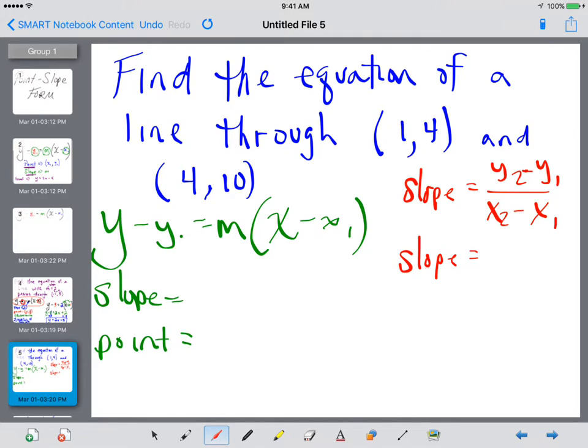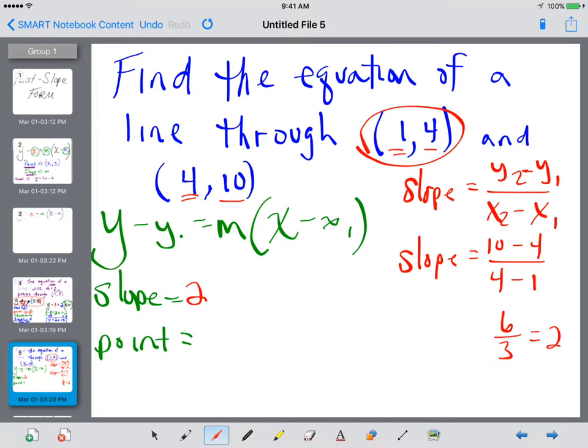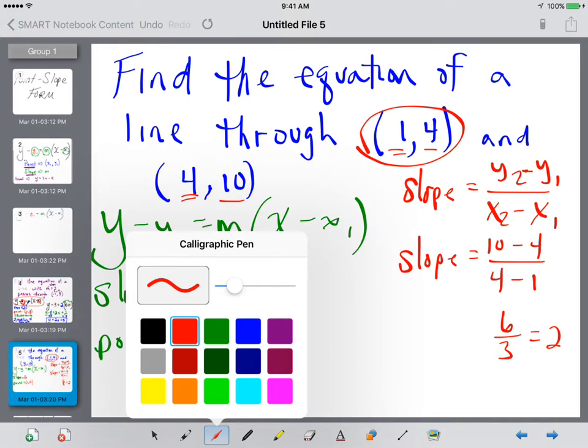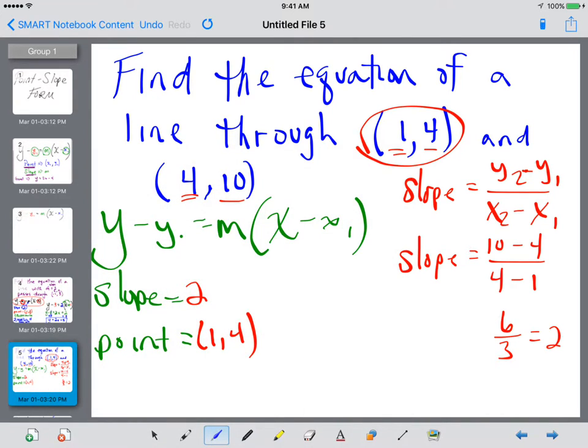So y2 minus y1, I'm going to start here. I'm going to do 10 minus 4 divided by 4 minus 1. So for a slope, I get 6 over 3, which is 2. So my slope is 2. And the point that I'm going to use, it doesn't matter. Choose your favorite point. For me, I'm going to choose 1, 4. Okay, I like smaller numbers to deal with in my calculating. So now I'm going to plug in 2 for the m. And I'm going to plug in 1 for the x and 4 for the y.